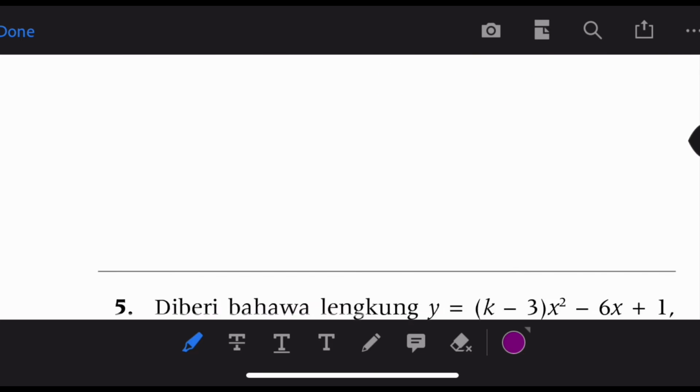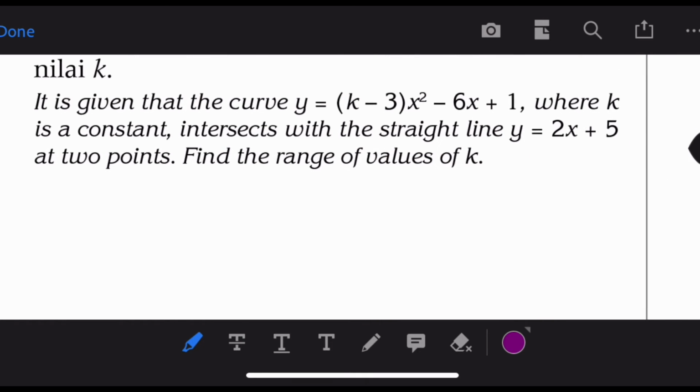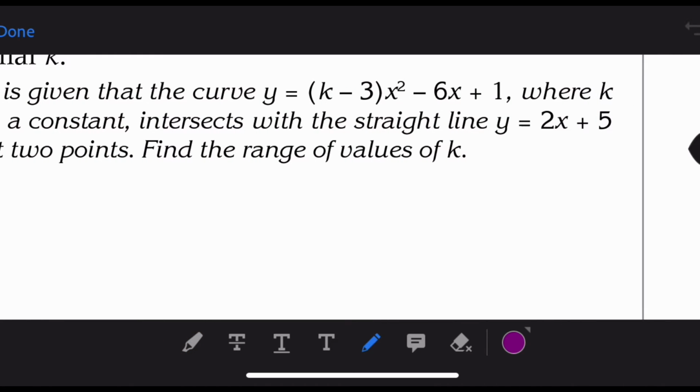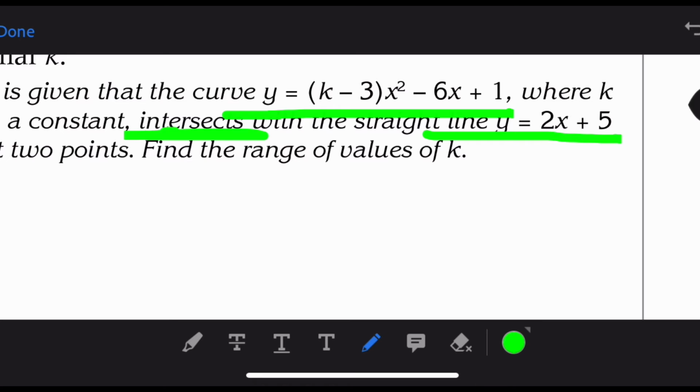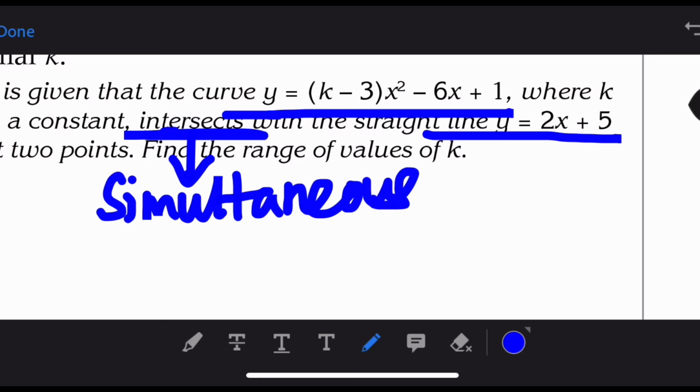Okay, so that is about the quadratic function. Now let's proceed to the next question, which is about the curve. It is given that the curve, okay, let's read the question first. Where k is a constant, intersects the y. Okay, the moment you see the word intersect, you will do the simultaneous equations, so you substitute 1 into 2. Alright, that is the keyword.